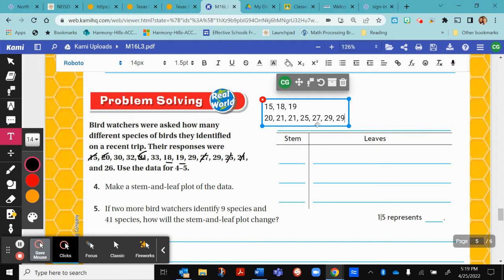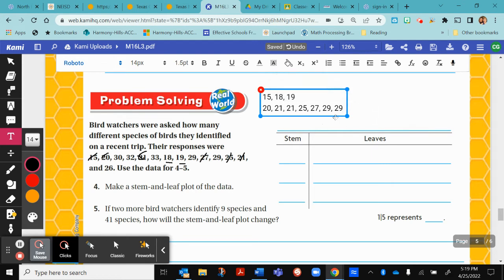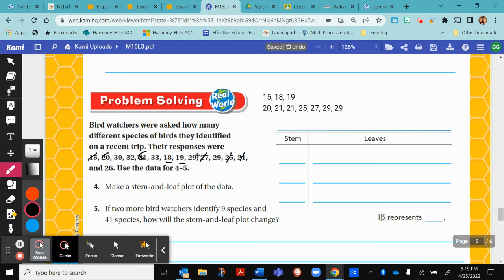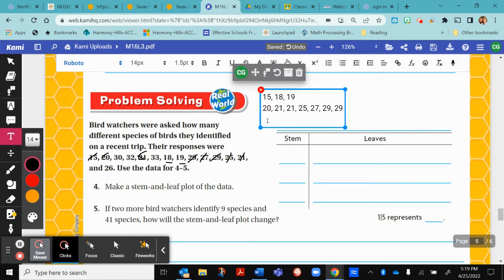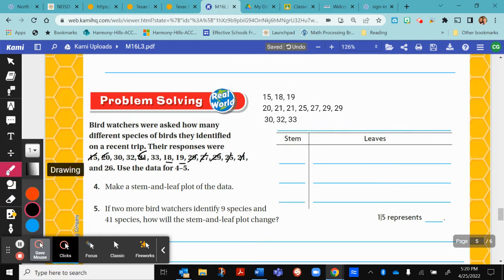Okay, there we go. I'm going to move this up just a bit. Now I'm going to stem 3, and I'm in my 30s now. And I'm going to start off with 30. And then I'm going to 32 and 33. All right, now I'm ready to rock and roll. And then I have the 18 and 19. All right, now we're going to make the stem and leaf.